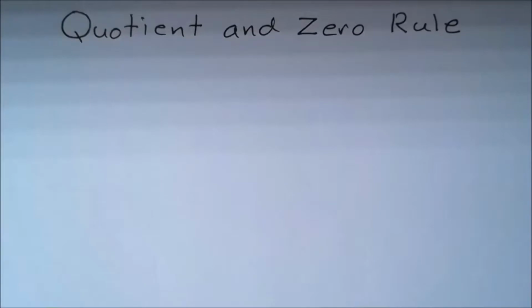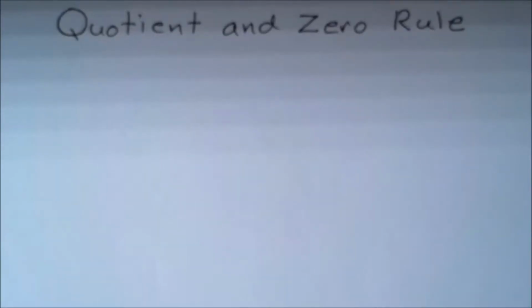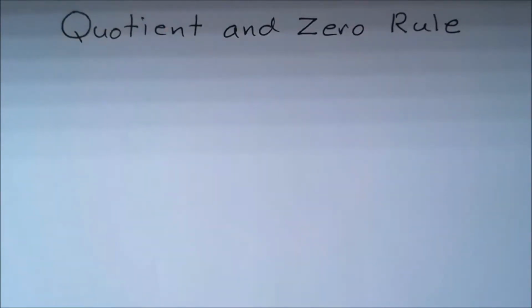Alright, now we're going to work on the quotient and zero rule. I've used these two together because quite frequently whenever you get an exponential power of 0, it's typically going to be when you're using the quotient rule. So let's take a look at an example of such.